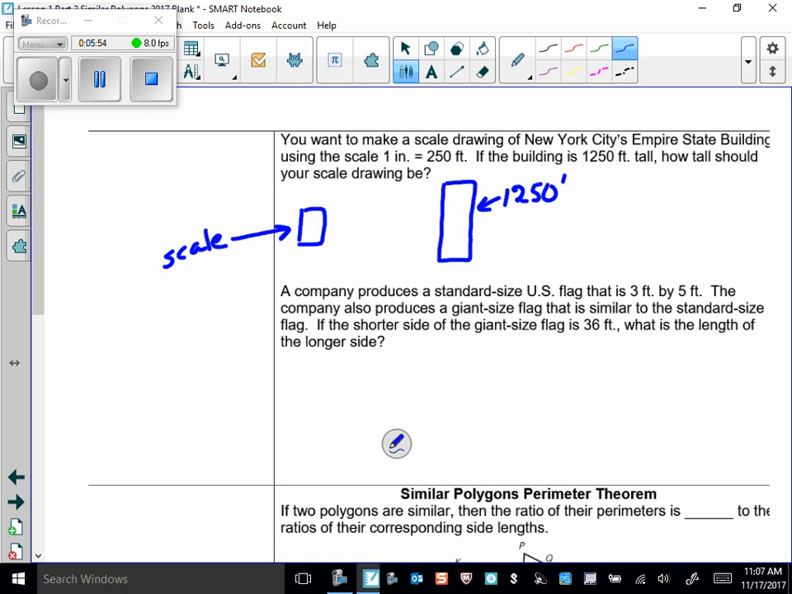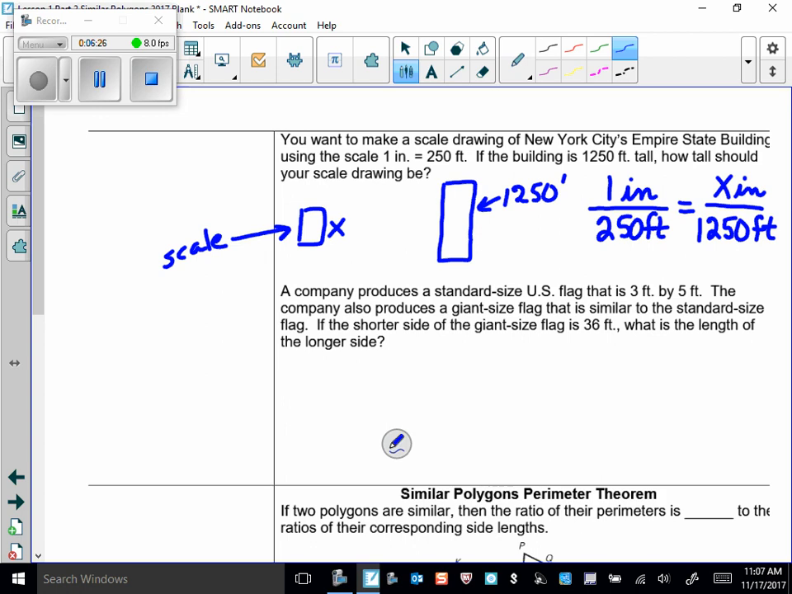And this one is going to be X. That's what we don't know. So I'm just going to set up a proportion that looks like this. 1 inch is to 250 feet as X inches for our scale is to 1,250 feet for the real building.